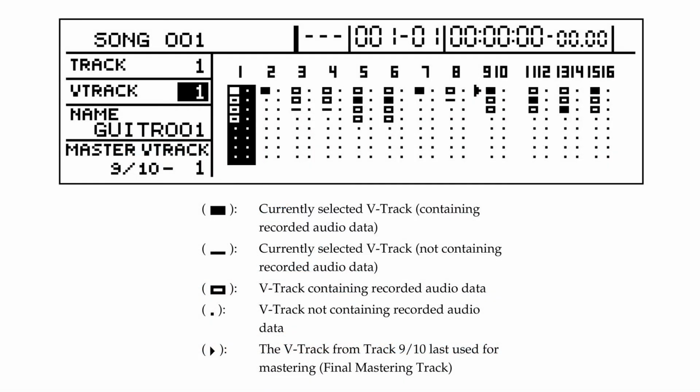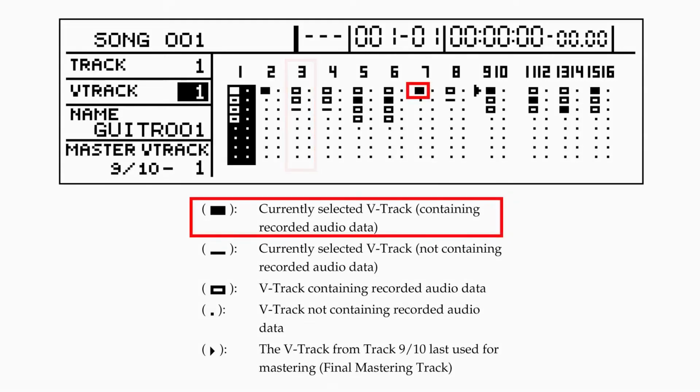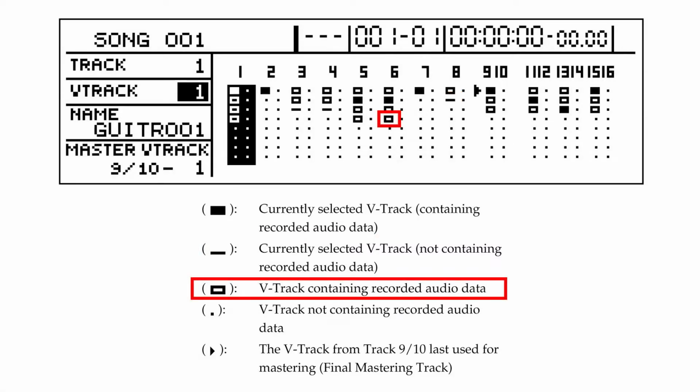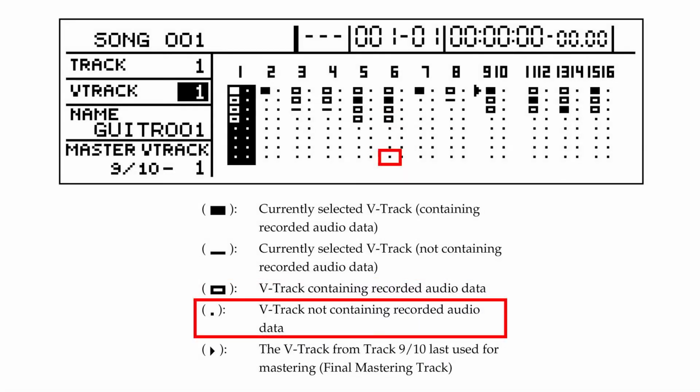This shows an example of what you might see on the V-Track screen of the BR1600. You've got the tracks across the top, and the 16 V-Tracks are shown below each track in 2 rows of 8. The V-Tracks that are currently selected to play or record and already contain data are shown with a full block. V-Tracks that are currently selected and have no recorded data are shown with a dash.